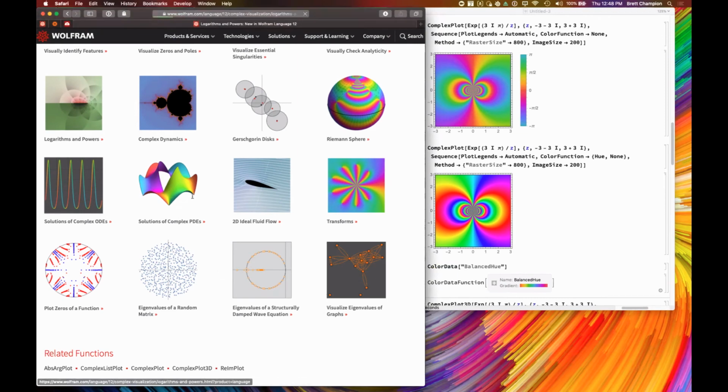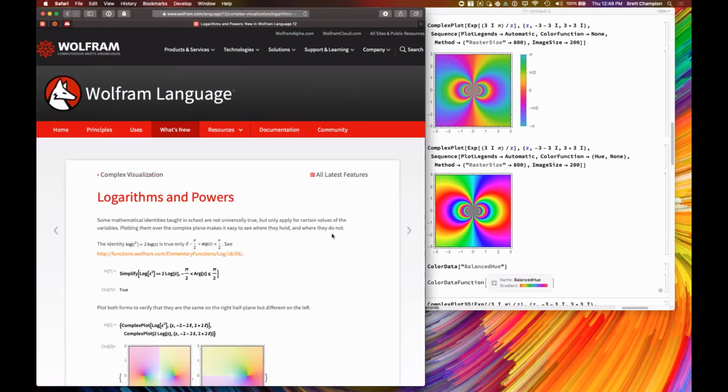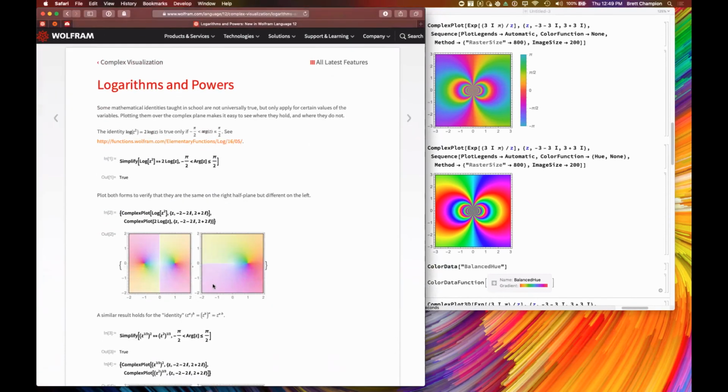And so the first one is this one, which I always think of as what they taught you in school is wrong. When you're first learning algebra, there are various identities that they teach you, like log of a to the b is b times log of a. So in this concrete case, log of z squared is equal to 2 log of z. And it turns out that this is only true some of the time. It's only true for when z has a positive real component.